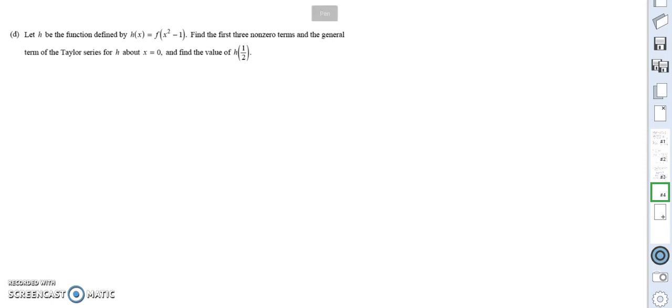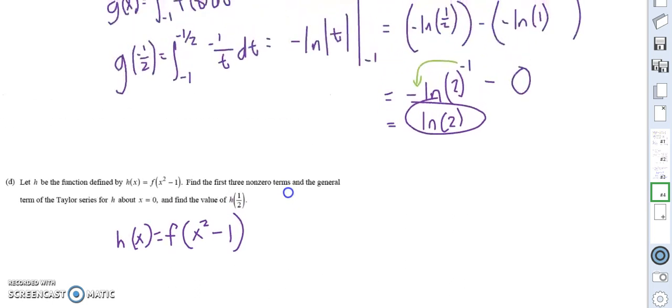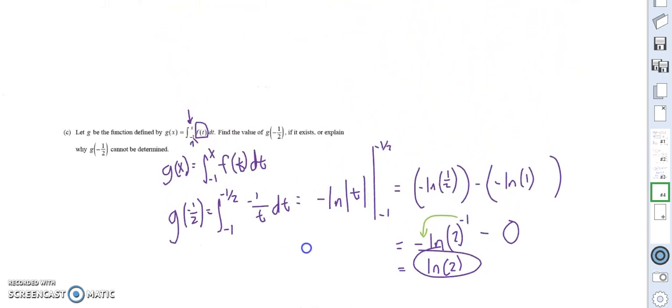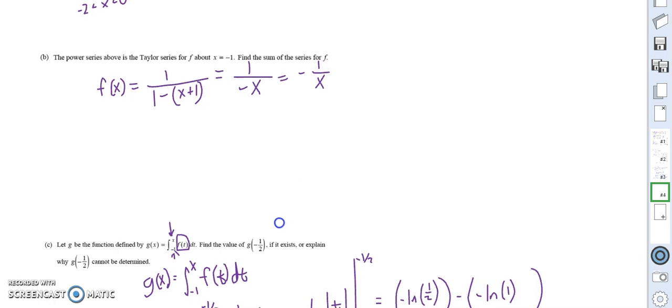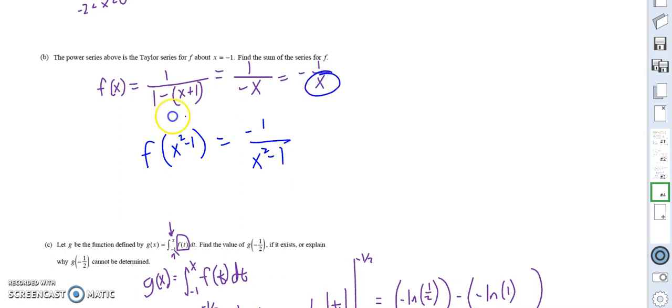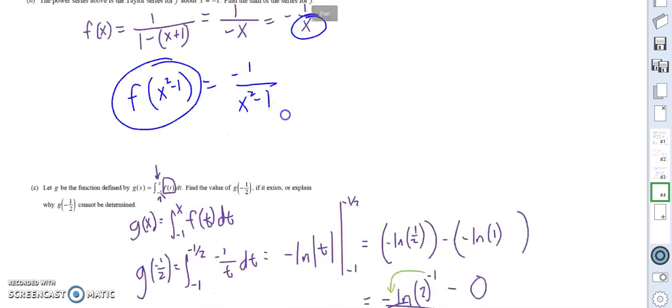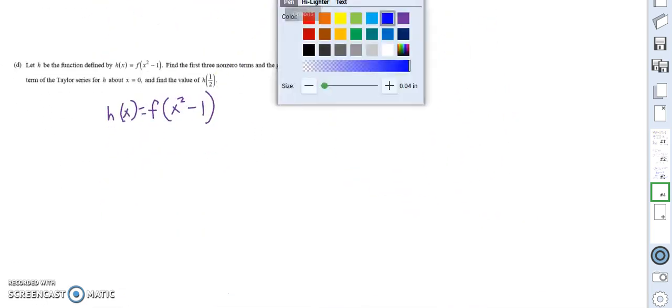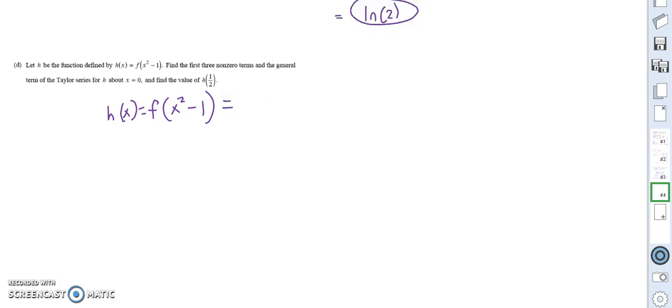Okay, h of x is f of, I don't know where this problem's going. I'm just going to do the things that make sense to me and jump out at me right away. It's going to be f of x squared minus 1, which means I'm going to plug x squared minus 1 into f of x. You're doing f of x squared minus 1. That's going to be negative 1 over x squared minus 1. I'm just replacing the x here with x squared minus 1. So, rewriting that down here, I get that h of x is negative 1 over x squared minus 1.